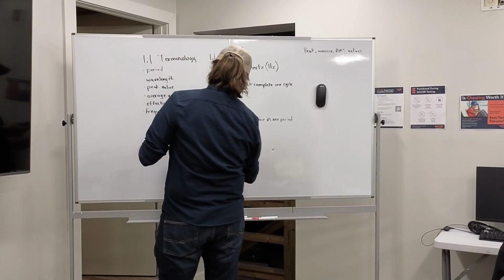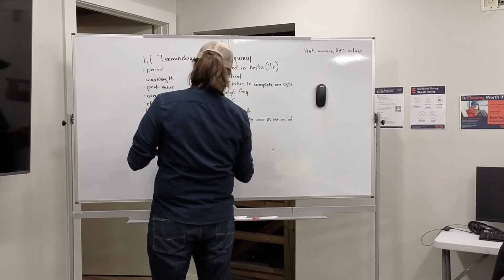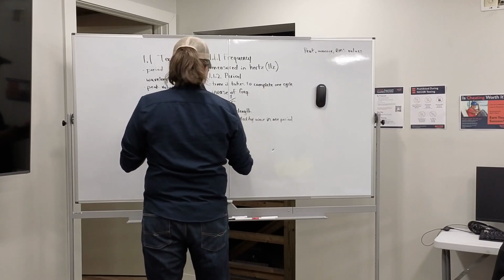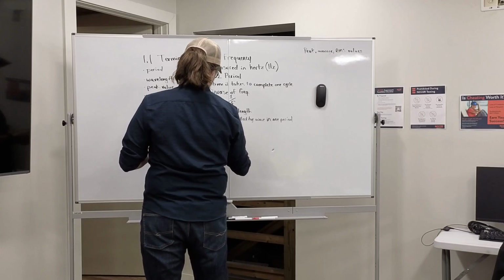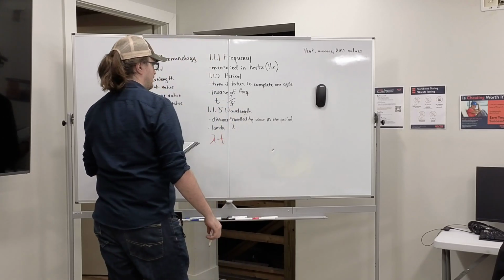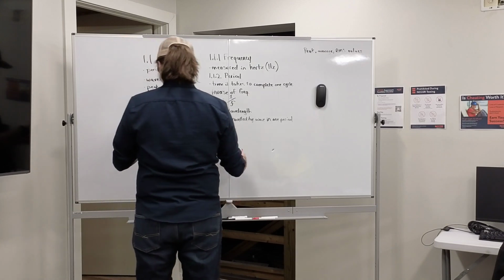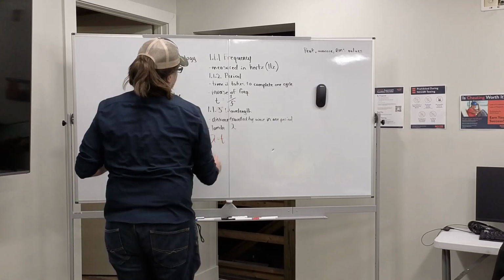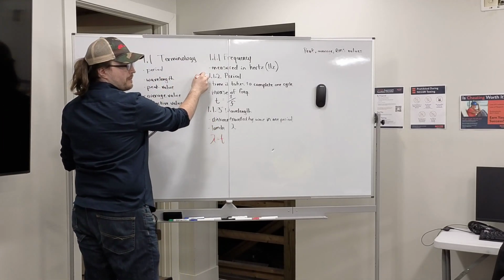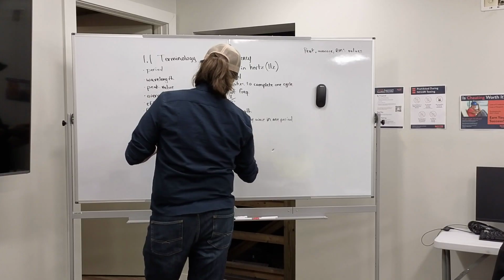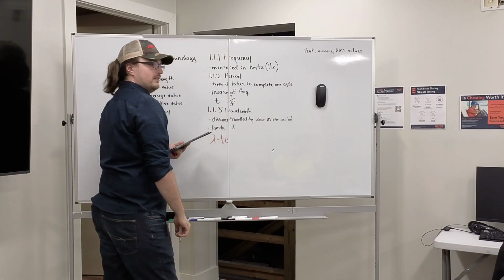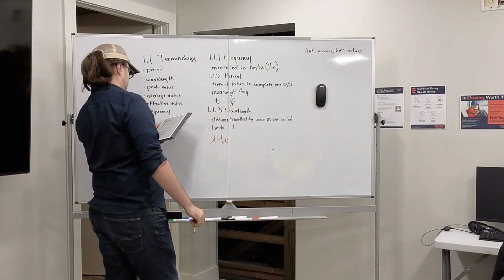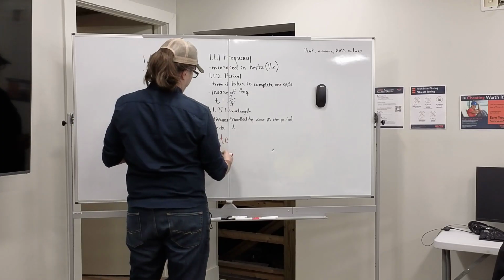Lambda, or wavelength, equals T, meaning what? Time period. Period times C. C is the speed of light. Yep, that's just the formula.